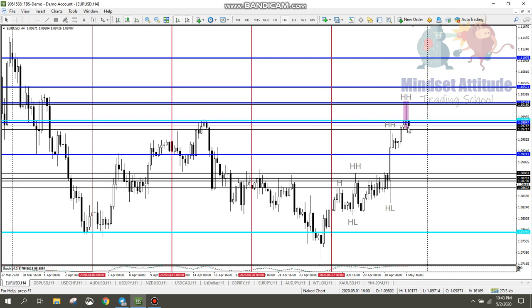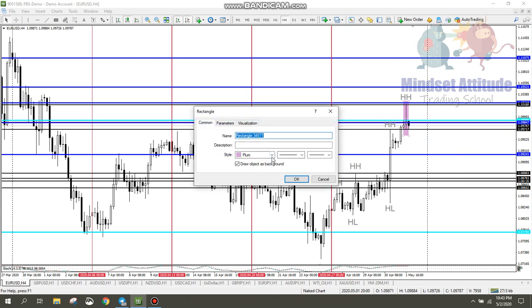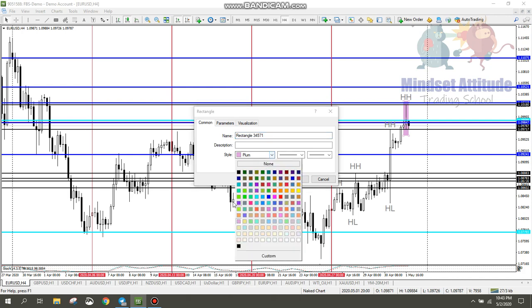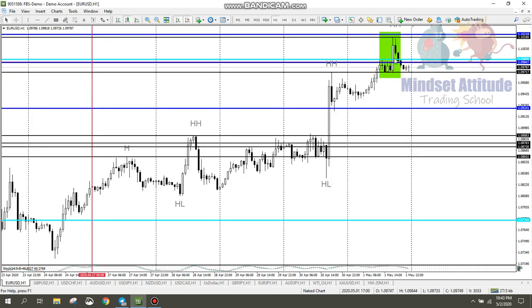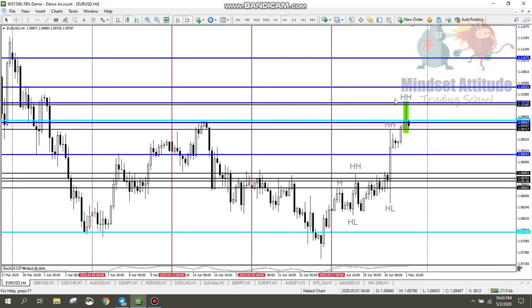For this particular pin, it's actually still a bull pin, but it's still a pin. At the end of the day, it shows rejection. I always like to put some green color there. It's actually chartreuse, one of my favorite colors to mark where my entries are. So price goes up, price comes back down, and created a pin on H4.